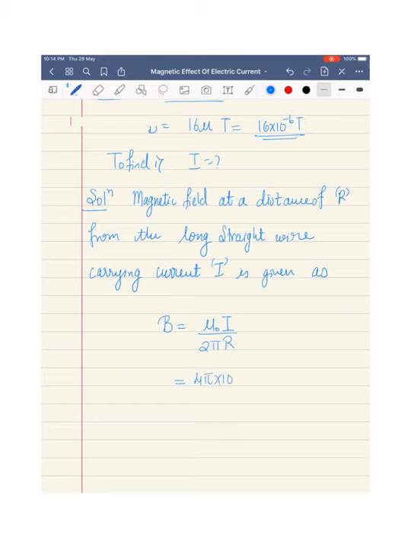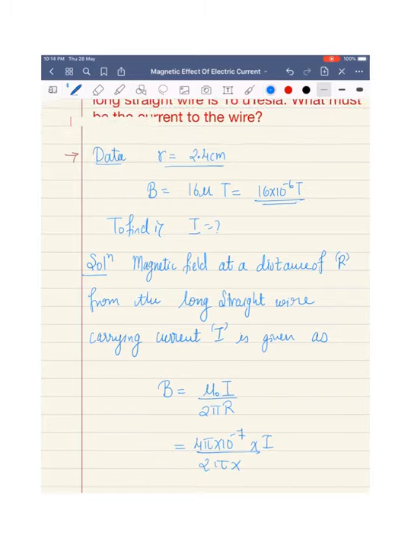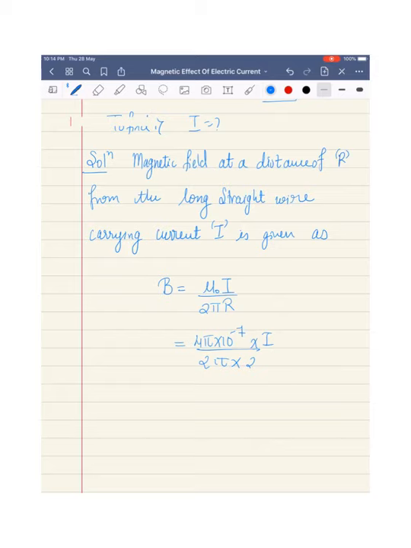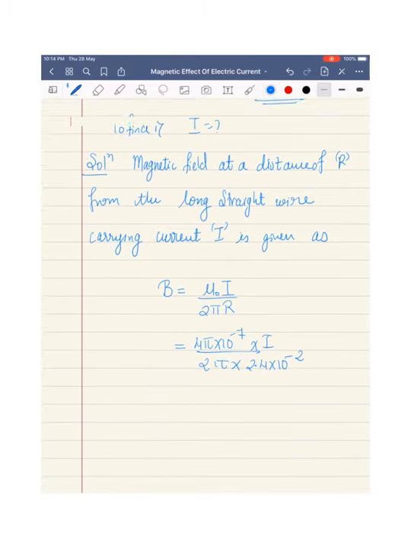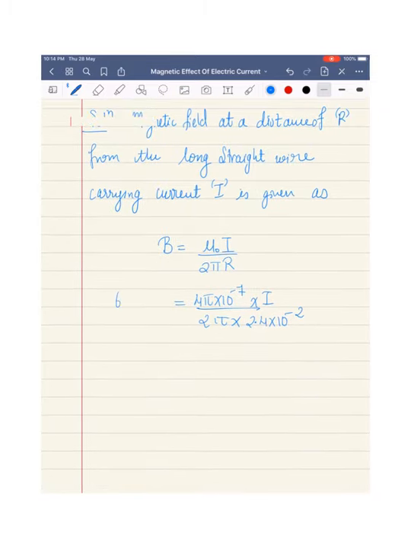So mu naught value is 4 pi into 10 raised to minus 7 into current is I, which we actually need to find, divided by 2 pi. Radius is 2.4 centimeter. Okay. So now if you check over here, pi gets cancelled and 2 ones are 2, 2 twos are 4. Okay. 2 pi into 2s are 4 pi. So I'll just cancel it. And the magnetic field mentioned is 16 into 10 raised to minus 6 Tesla.